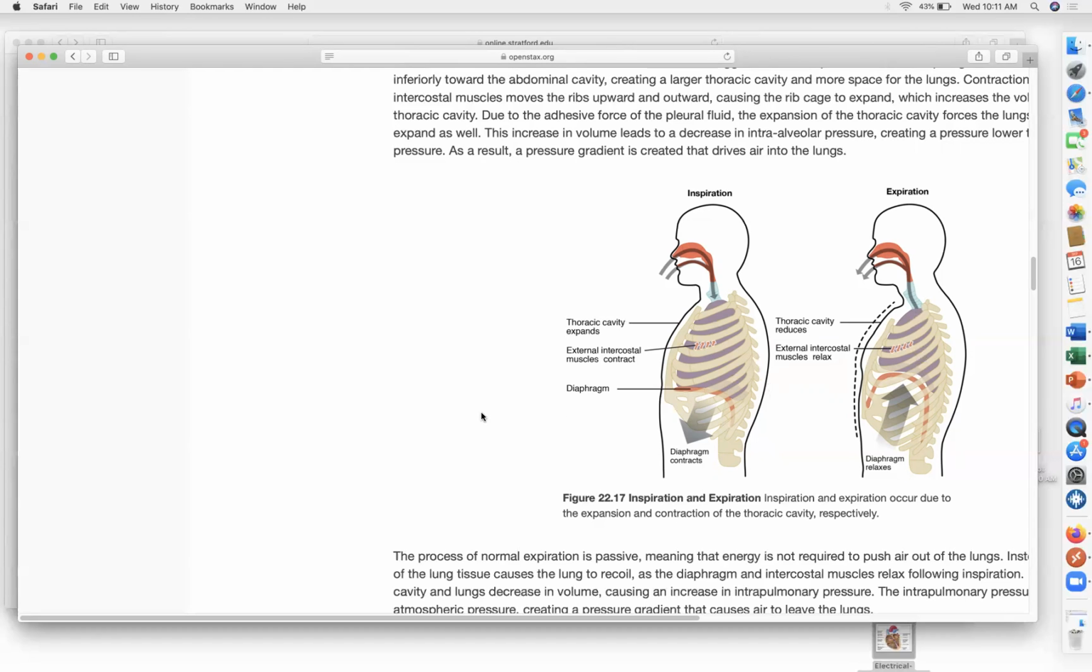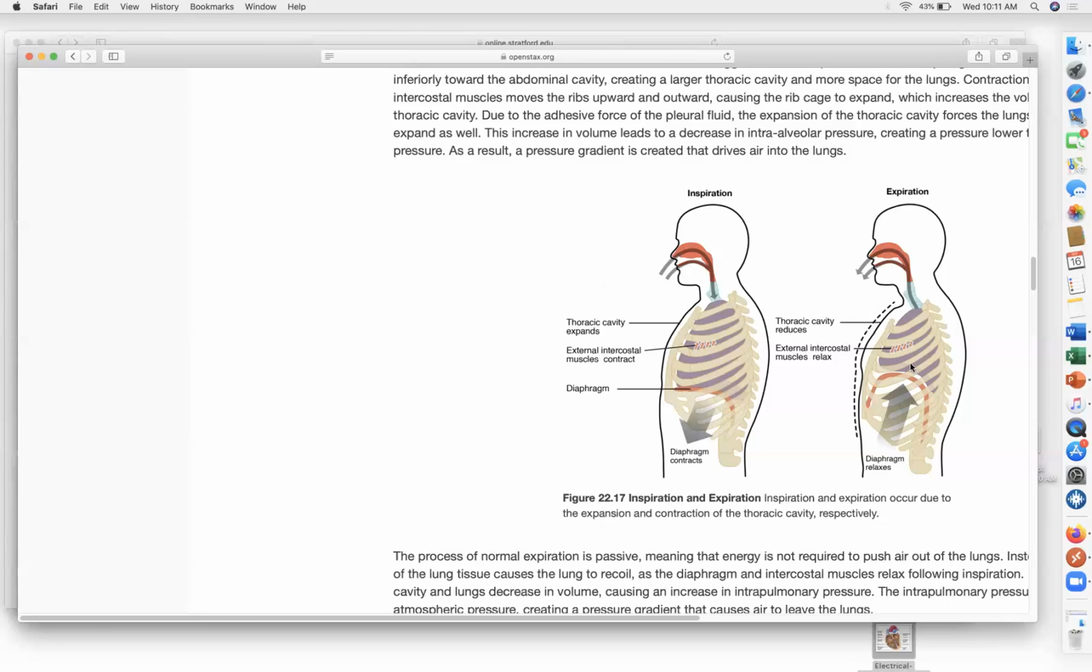So what kind of question could I ask you? In inspiration, which has a greater pressure, lungs or atmospheric? Of course, atmospheric. So it goes from atmosphere into lungs. The lungs will have a negative pressure, mainly because of your diaphragm contracting. So it acts kind of like a syringe. It draws or sucks up air. Now in expiration, there's a greater pressure inside the lungs versus atmospheric.